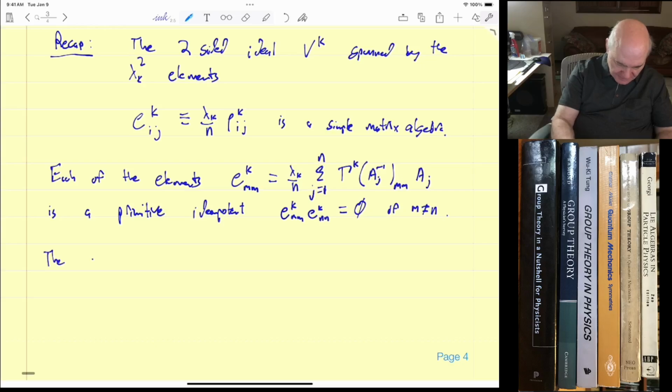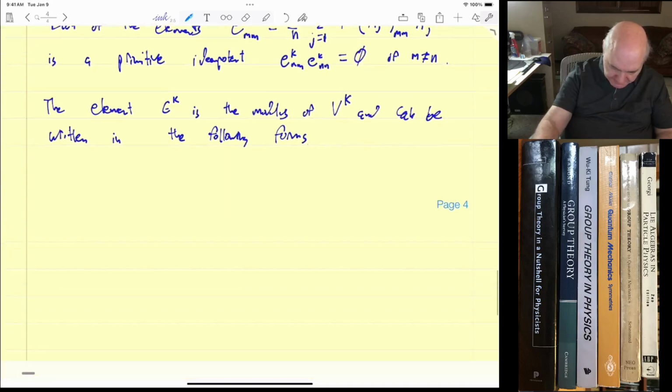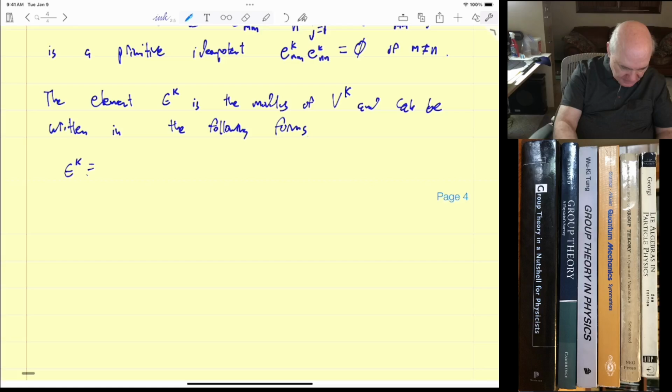Now the element epsilon_k is the modulus of V_k and can be written in the following forms. So each epsilon_k for the kth irreducible representation is a modulus, and it's the sum of all the primitive idempotents. And we can now write it using our projection operators and go back to the definition of projection operators.